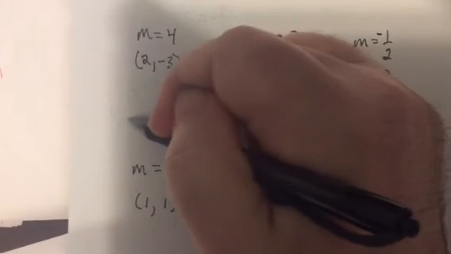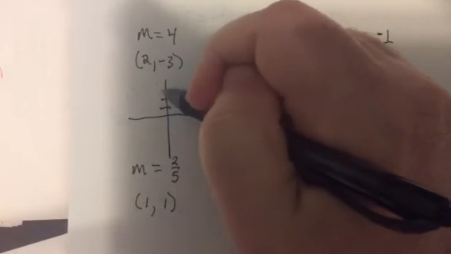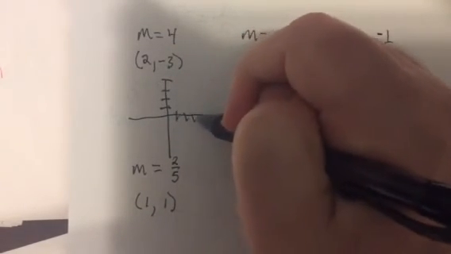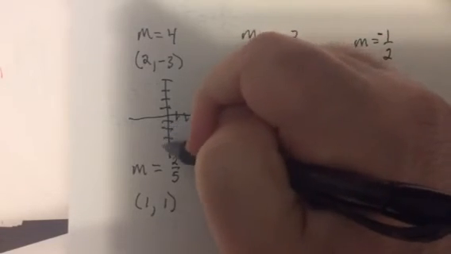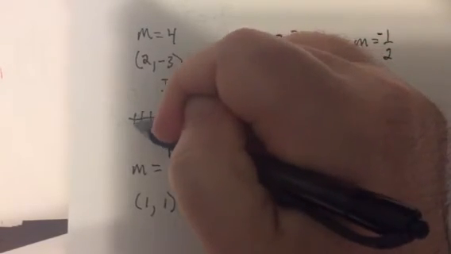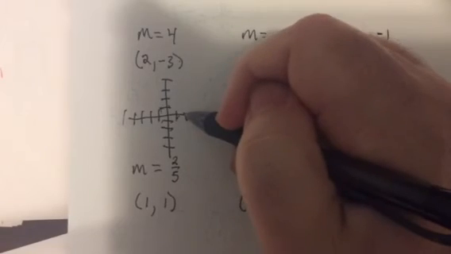Do this one for me, please, right now. I would appreciate it. Okay. So first you plot the point. You need a starting point. So 2, negative 3.